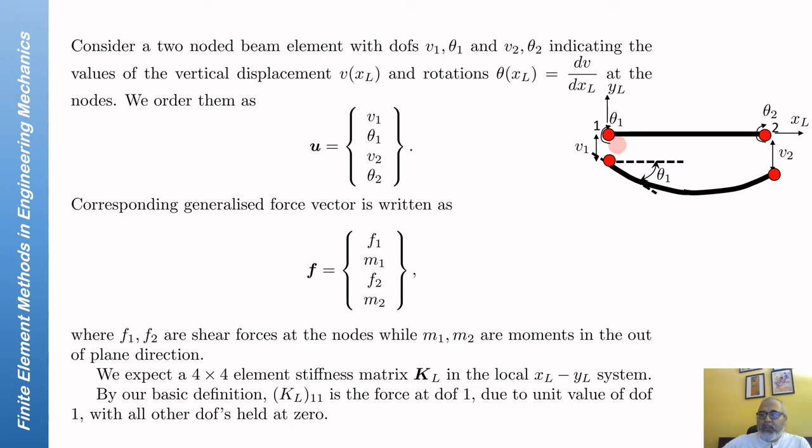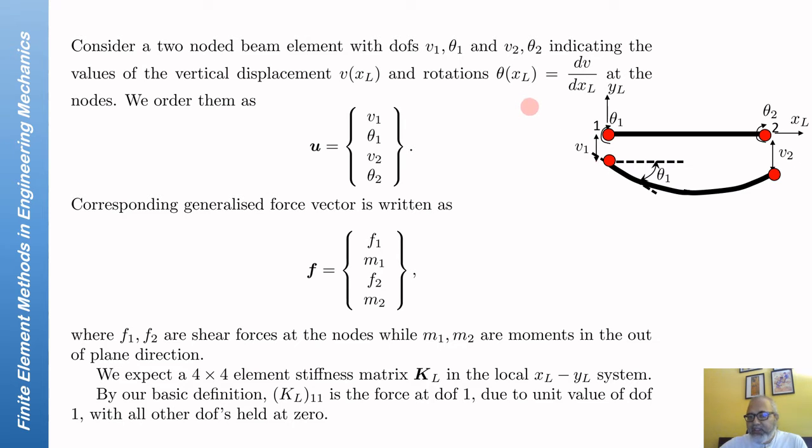And therefore, for a two-noded beam element, the degrees of freedom that we choose are the vertical displacements V1 and V2 of the nodes, and the rotations θ1 and θ2 at the nodes. So there are 4 degrees of freedom in the beam element, and these degrees of freedom are V1, θ1, V2, θ2, and these constitute the vector of the degrees of freedom. This is a rotational degree of freedom. This is a translational degree of freedom.